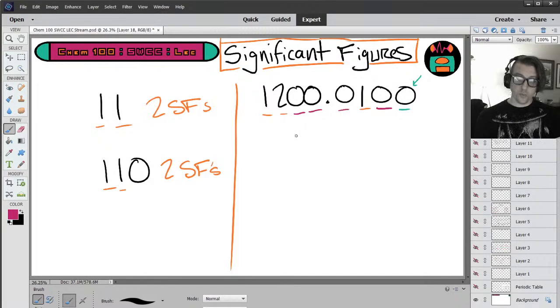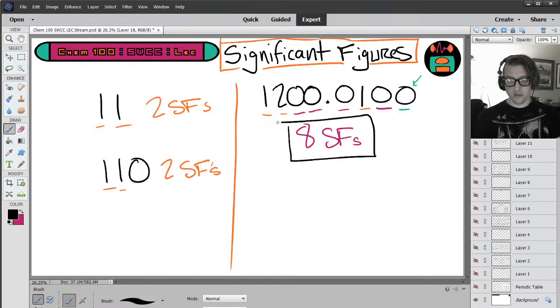So 1200.0100 has 8 significant figures. In this number, they're all significant because they're all sandwiched between significant digits, at least the zeros in the middle of the number. Yep, Robert, spot on, 8.